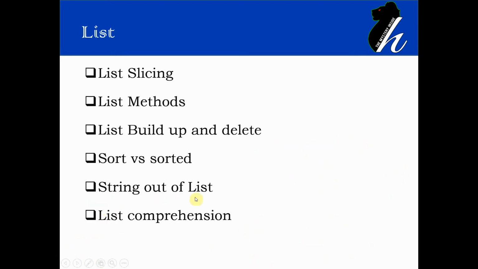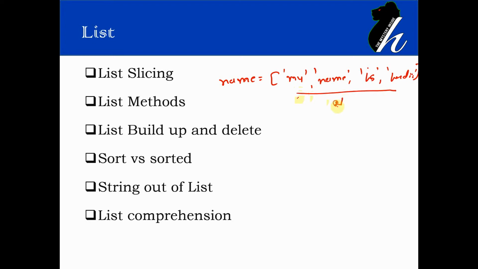Now let us try to understand list out of string, string out of list, and vice versa. What does that mean? Let's say I wanted to create a single string out of a list, how would I create it? For example, let's say name equals to, I have got some list like my name is Hardik. If I wanted to generate a string out of this list, how would I do that?